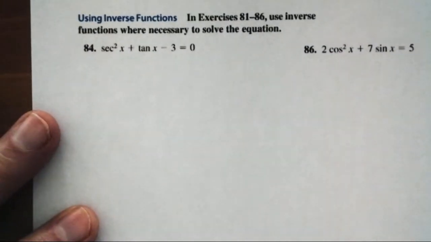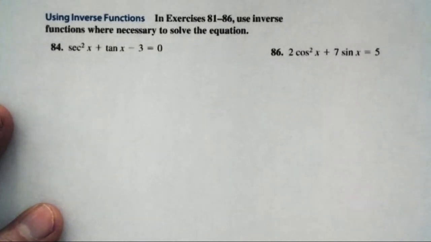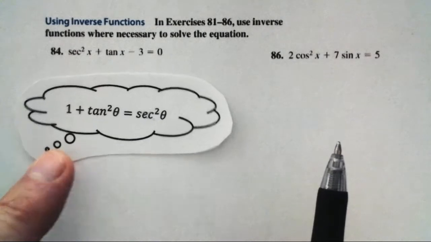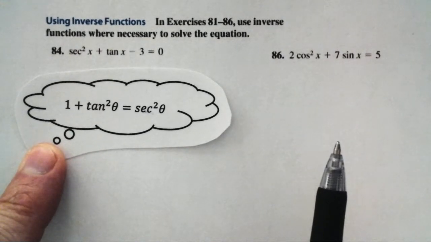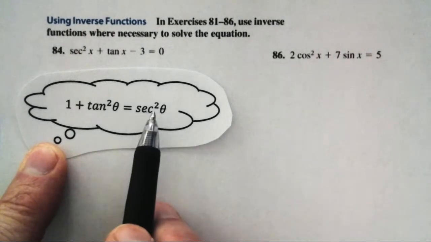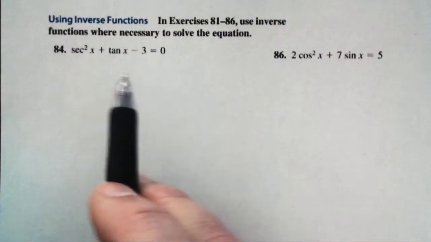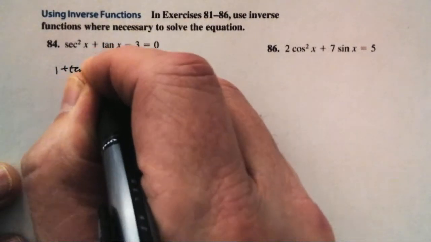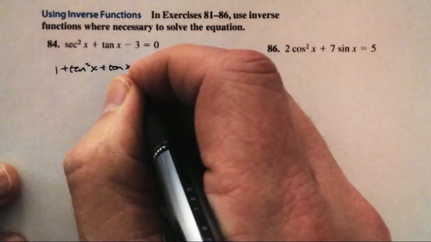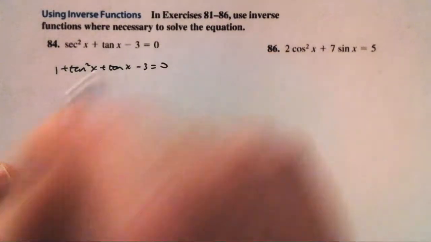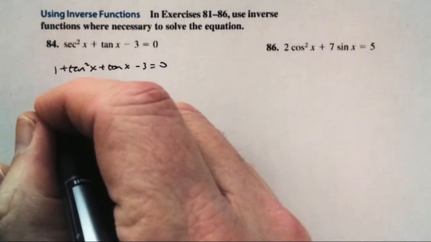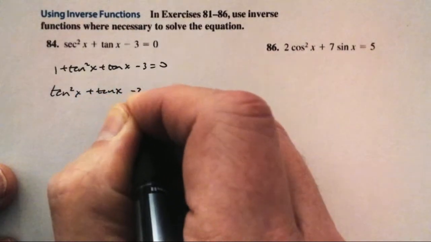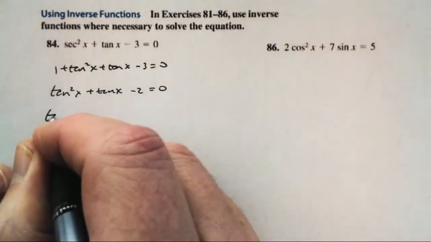Use inverse functions where necessary to solve the equation. All right, so here we have secants and tangents. I'd rather just have tangents, but secant squared may be turned into 1 plus tangent squared. So this is 1 plus tangent squared of x plus tangent of x minus 3 equals 0. So let's see, that's quadratic. Tangent squared x plus tangent of x minus 2 equals 0. Does it factor?